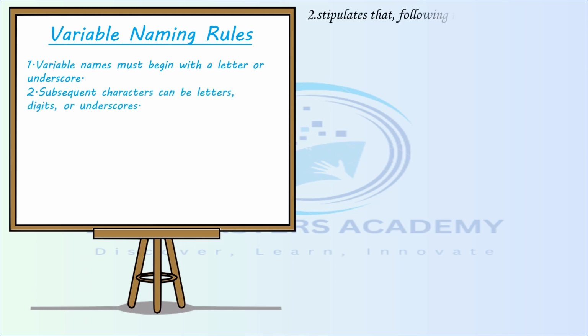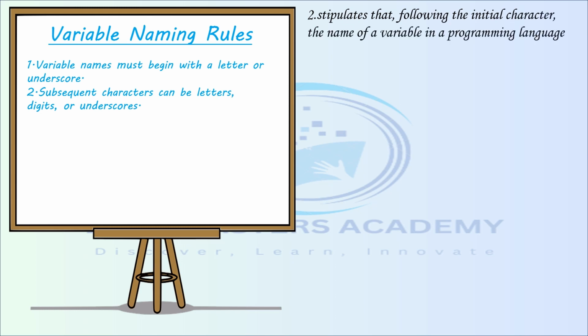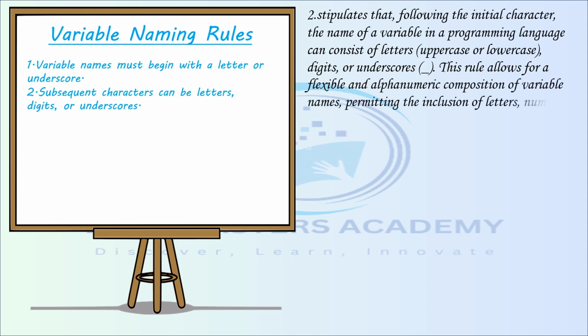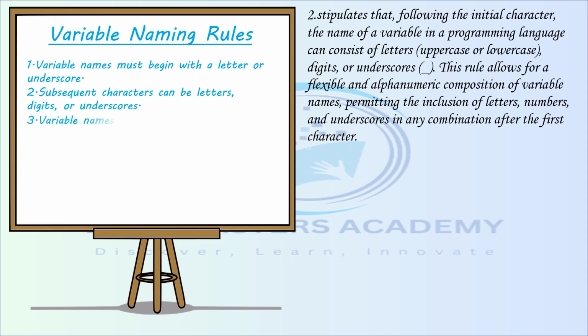Number 2 stipulates that, following the initial character, the name of a variable in a programming language can consist of letters, uppercase or lowercase, digits, or underscores. This rule allows for a flexible and alphanumeric composition of variable names, permitting the inclusion of letters, numbers, and underscores in any combination after the first character.